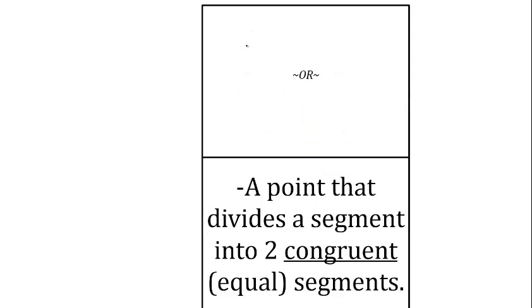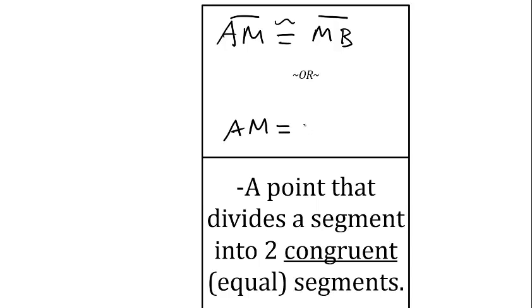The way we notate that midpoint is, what it does to the line segment is it makes segment AM congruent to segment MB. We could also say that segment MB is congruent to segment MA. Either way would be the same thing. Or if we're talking about their length, AM is equal to MB. The definition of a midpoint is any point that divides a segment into two congruent segments. And once again, congruent means equal.